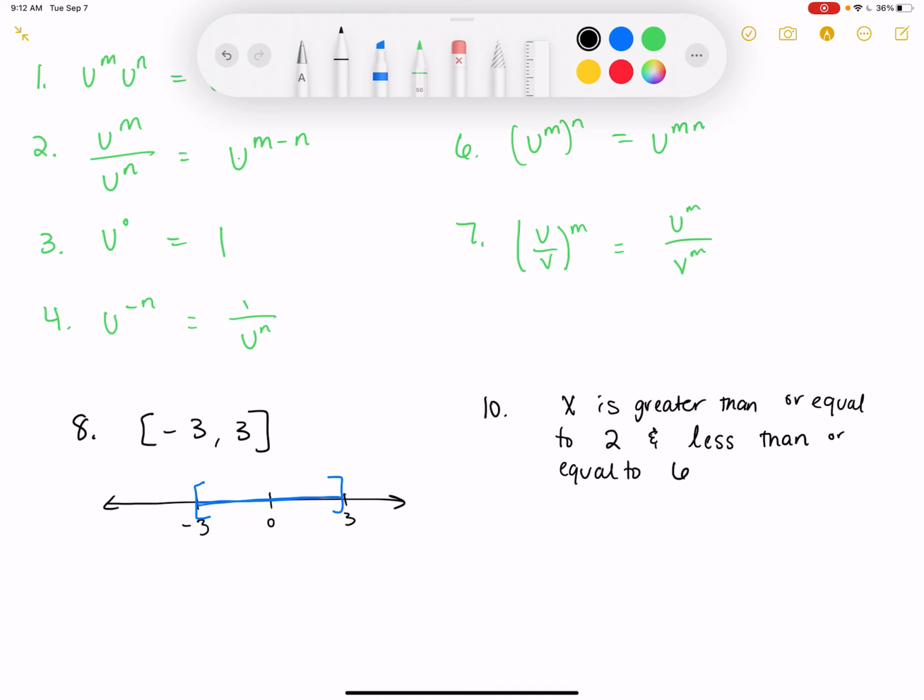With something like this, if it's given in words, I like to put it into symbols of some sort. My thought process here would be, okay, x is greater than or equal to 2, so I'm going to write that. And then it's less than or equal to 6, so I have something like that. At that point, I would draw my number line, and I usually just put 0 and then the numbers that are needed on there.